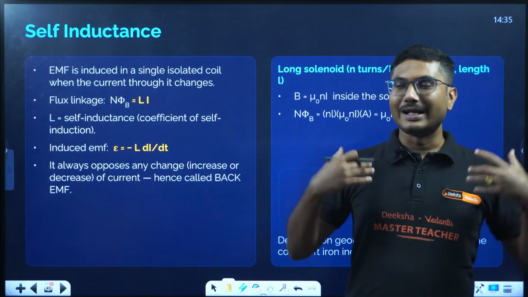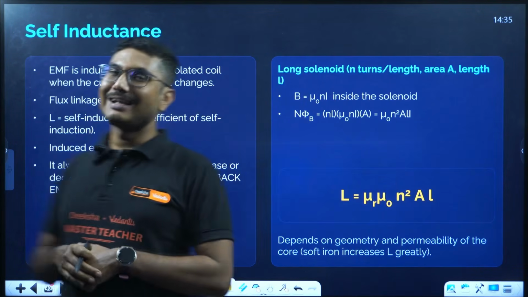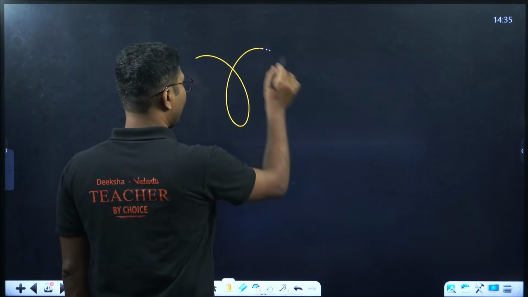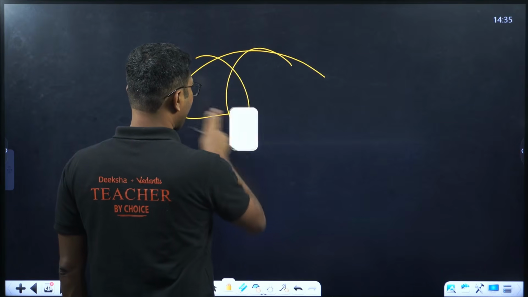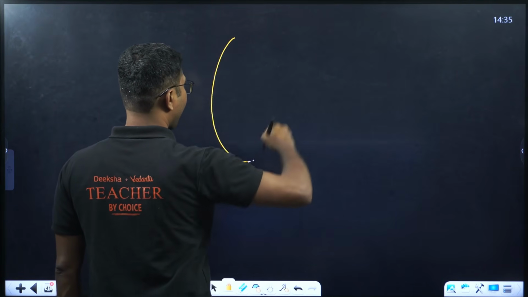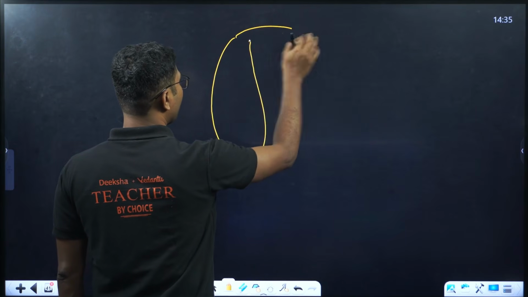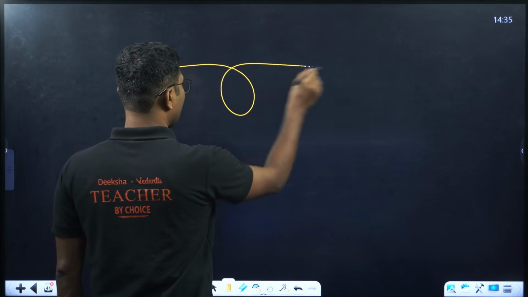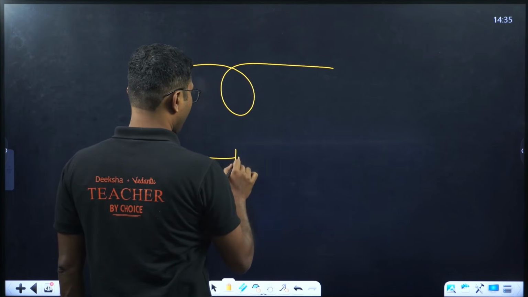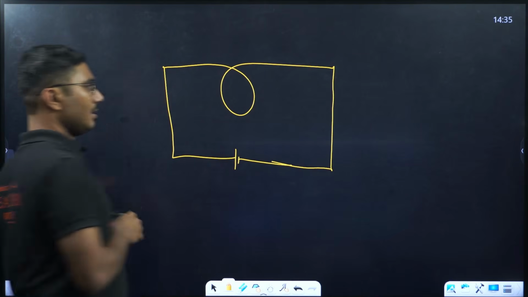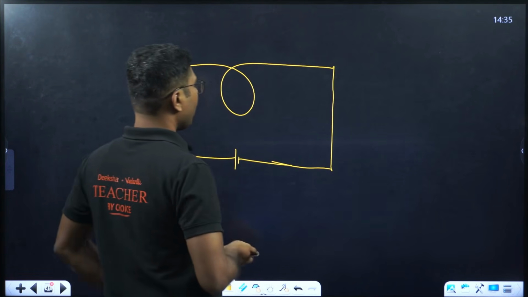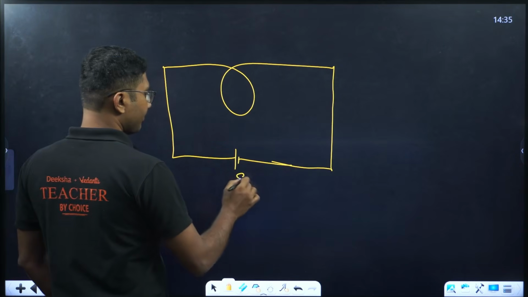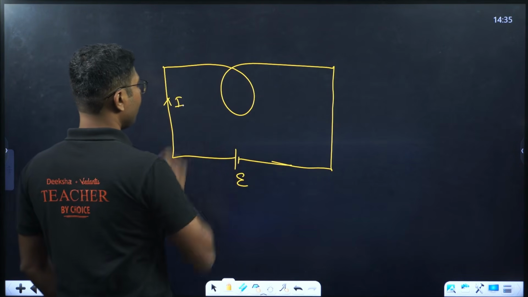So that self guilt is there in the case of a single current carrying coil as well. We have a single current carrying coil, one single coil only, and we have some arrangement to force some current through it. Suppose we have an arrangement through which current can be passed through this coil. Simple battery, simple coil. So we are trying to send current through this coil, and there is an EMF source, and a current I is passing through it.